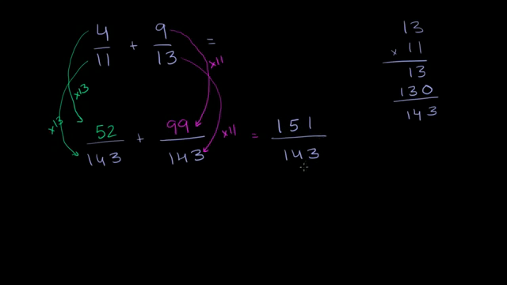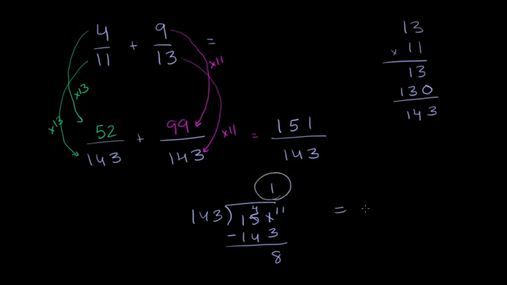We can write this as a mixed number, because 143 goes into 151 one time. 1 times 143 is 143. When you subtract, let's see, this can become an 11. This is a 4. 11 minus 3 is 8. You have a remainder of 8. So 151 over 143 is the same thing as 1 and 8/143. And now it becomes even more clear that these can't be simplified anymore.